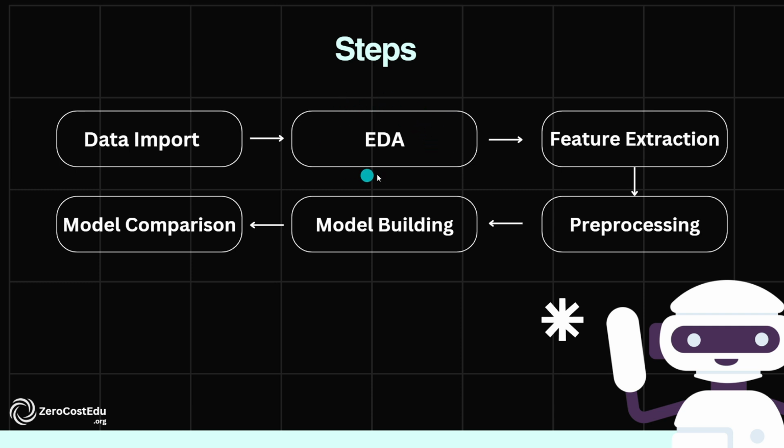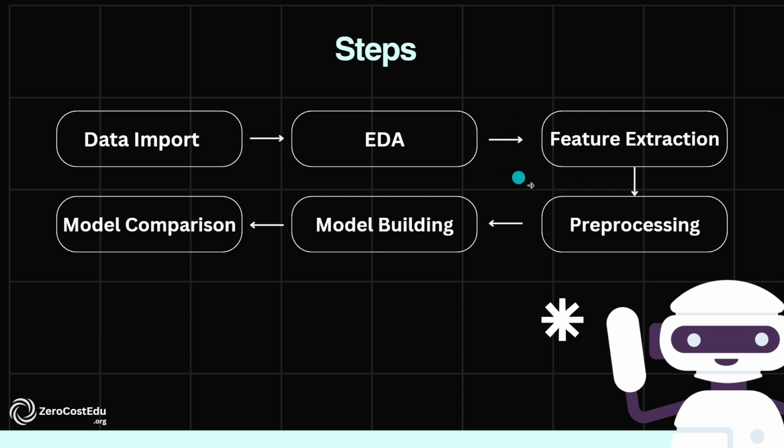EDA is needed to better know about that data set. We're going to explore different things of that data set. We're going to see info, describe, and we'll also check whether there is any null value or not. If everything is correct, then we're going to jump into feature extraction.